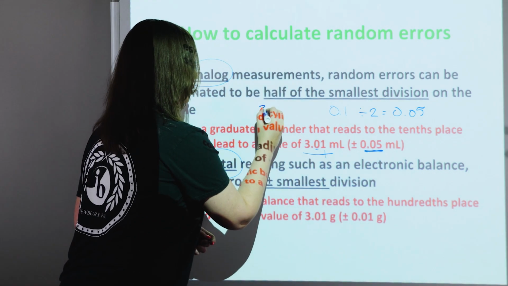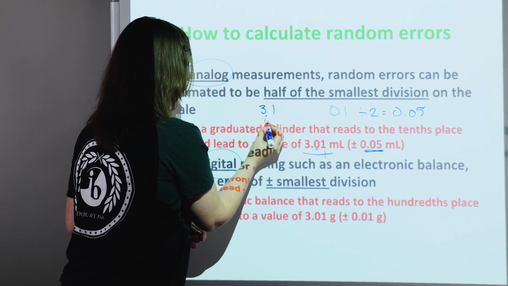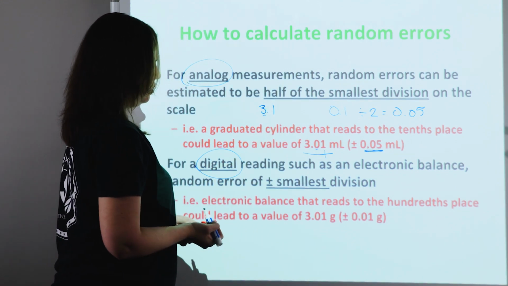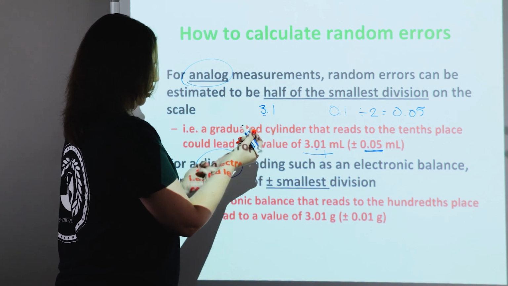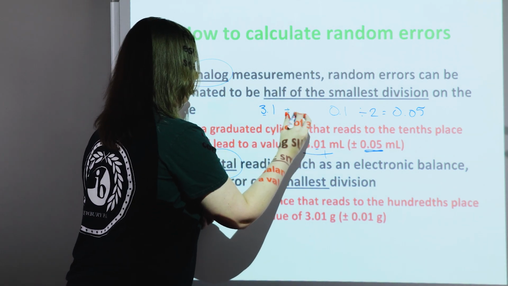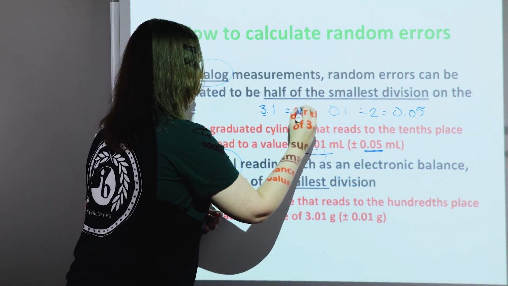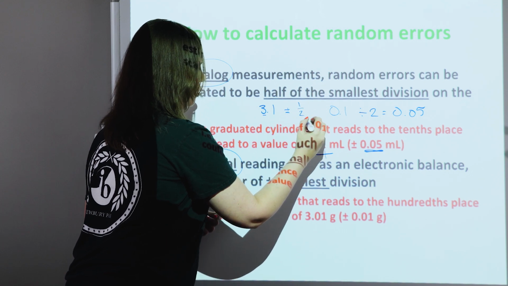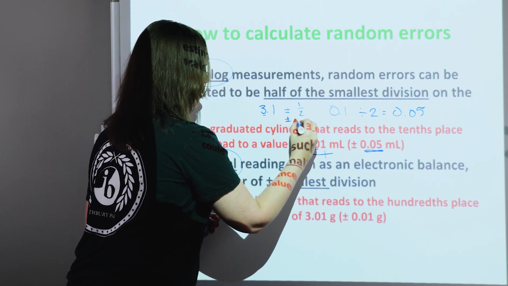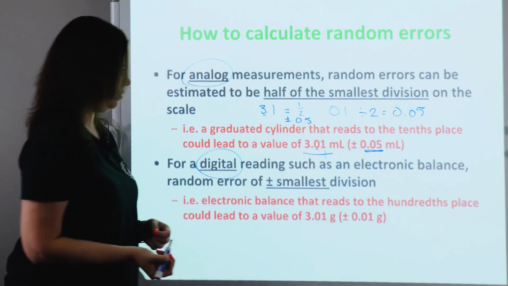If I had 3.1, I can tell that the ones place was my marking. And so then the uncertainty would be plus or minus. I would take the 1, cut it in half. So we would mark that as plus or minus 0.5.